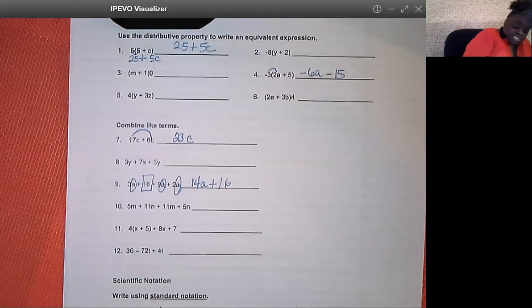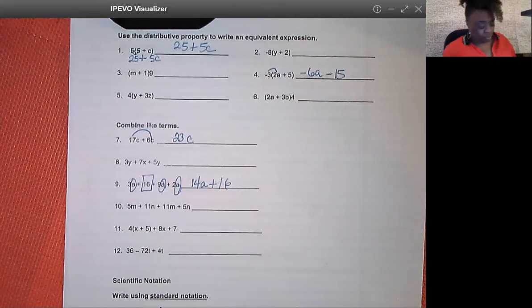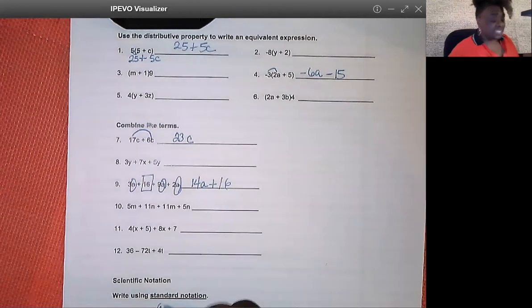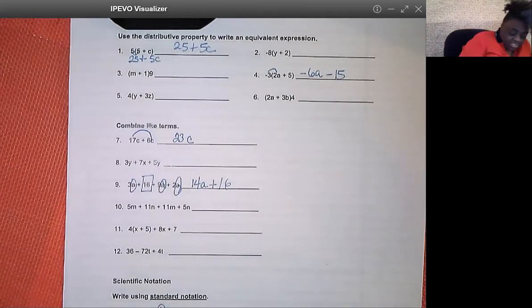You categorize them, and then you add or subtract them depending on what the integers are preceding it. So next we have our standard notation. It says write using standard notation, and you are going in between scientific notation and standard notation. The way that works is you start off with your number. The first number has to be between 1 and 10, and then you use the exponent to know how many numbers are supposed to go beyond that decimal point.